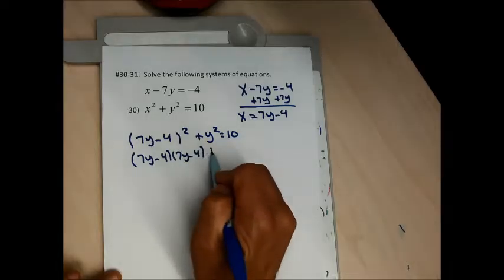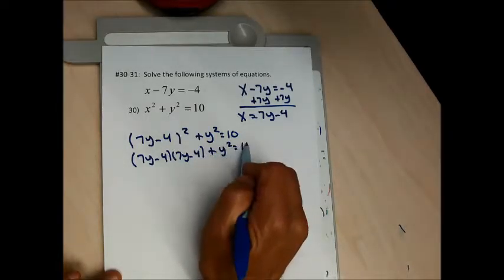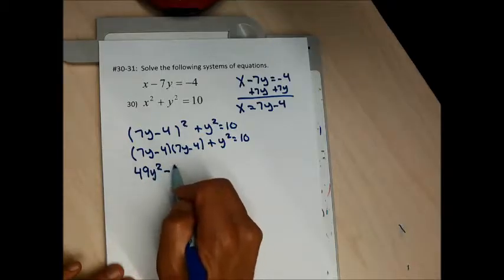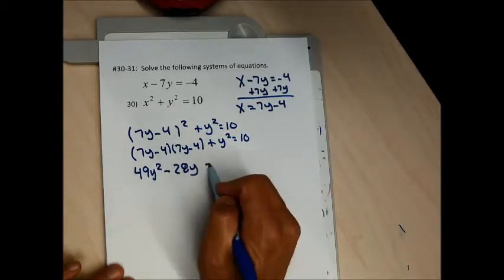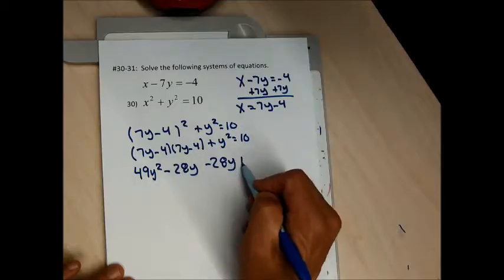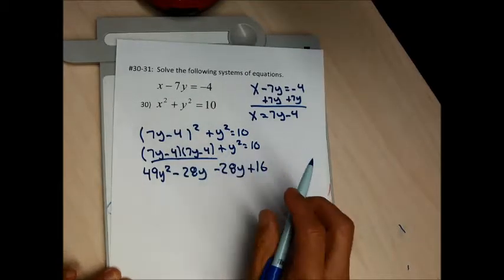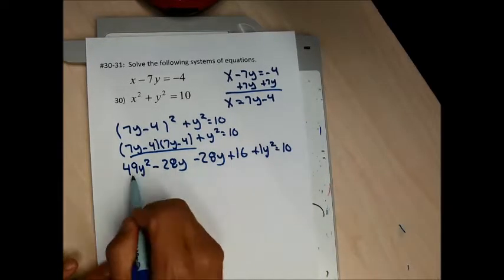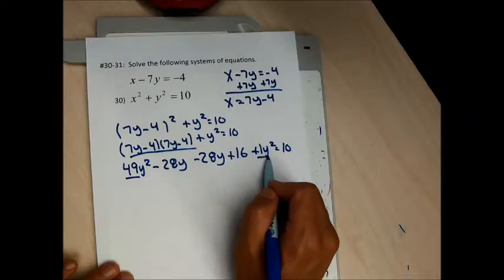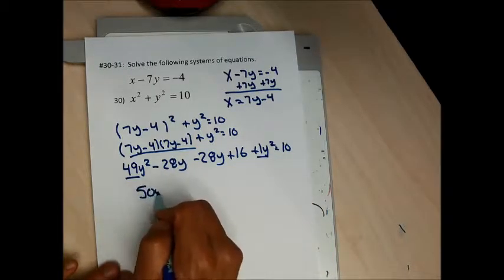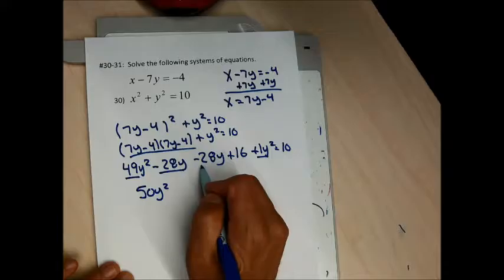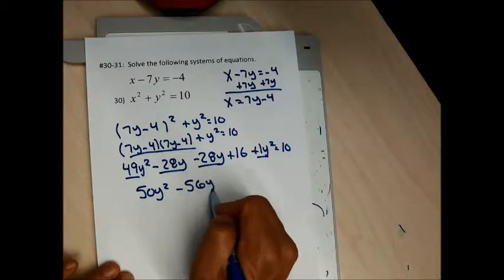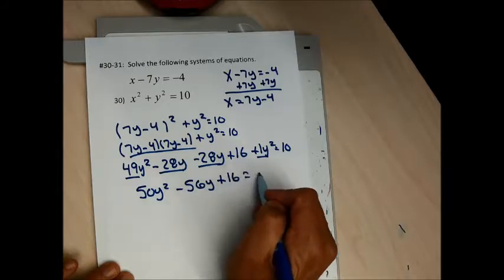This is worrisome, that I'm going to get a problem that's going to be out of control. So I get 49y squared minus 28y minus 28y plus 16 when I FOIL that. And then plus 1y squared equals 10. I'm going to add the 49y squared and 1y squared and get 50y squared. I'm going to combine the minus 28y and minus 28y and get minus 56y. And I have a plus 16 equals 10.